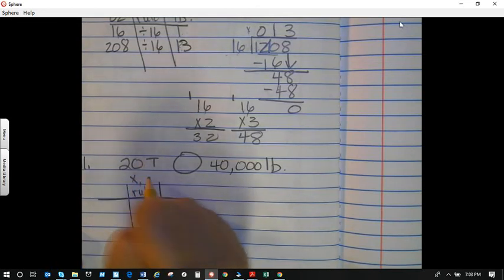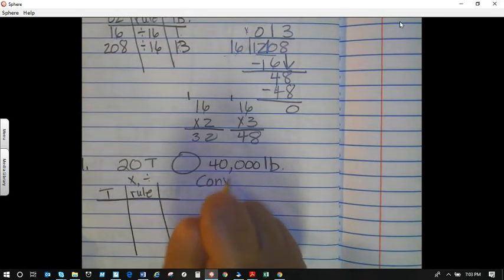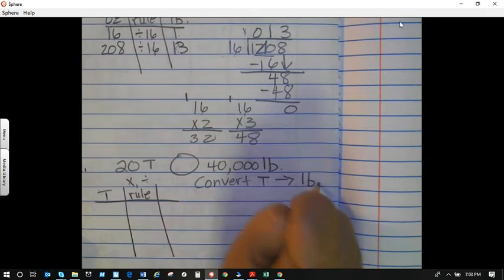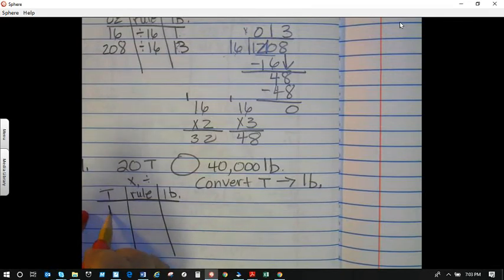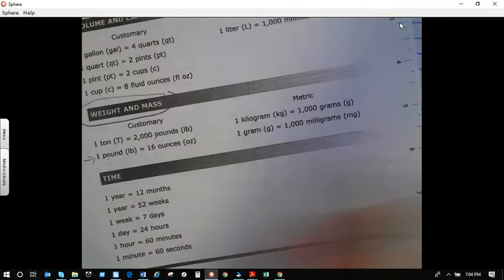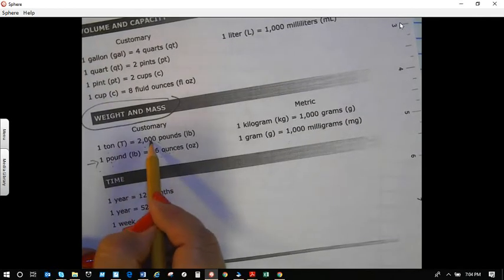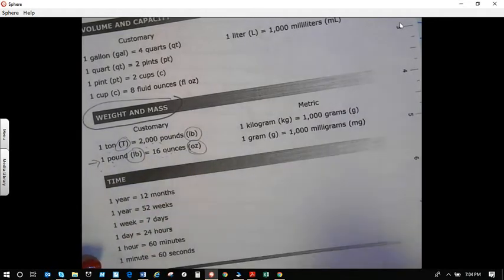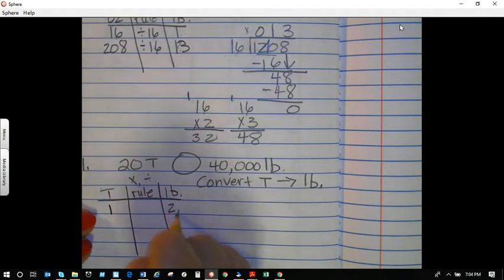So you're going to multiply or divide. I'm starting off with my ton, so I'm going to convert ton to pounds. Okay? So if I have 1 ton, I know that that's how many pounds? 2,000 pounds. 1 ton is equal to 2,000 pounds. Don't forget, these are your abbreviations so that you know what those mean. 1 ton equals 2,000 pounds.